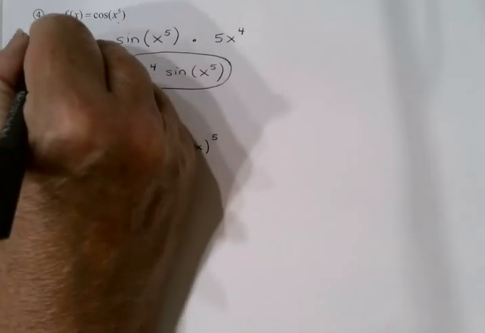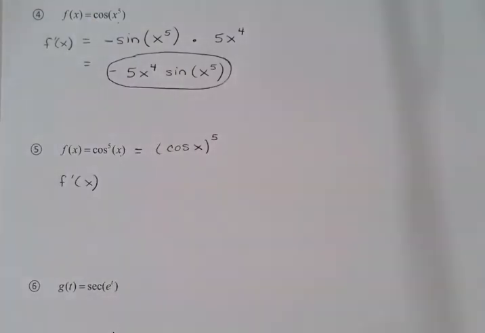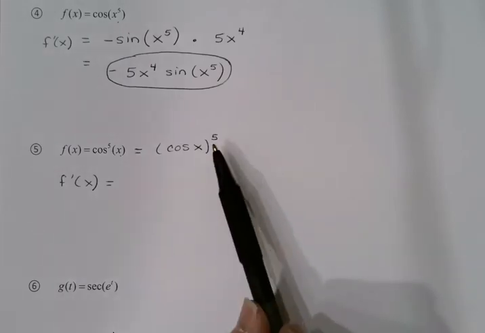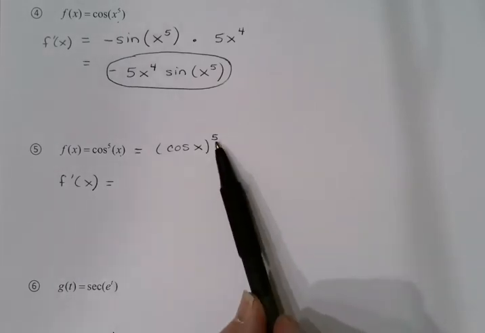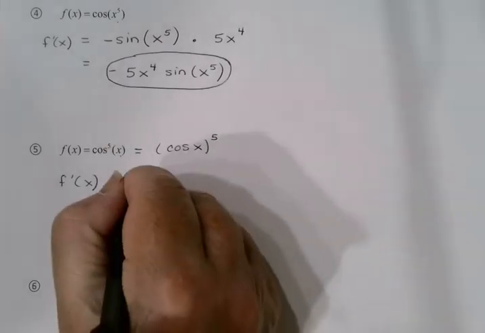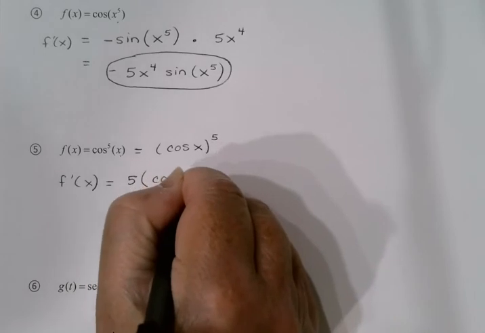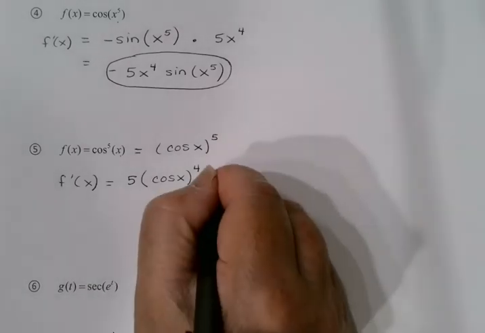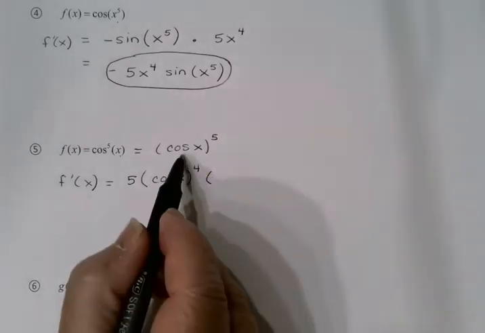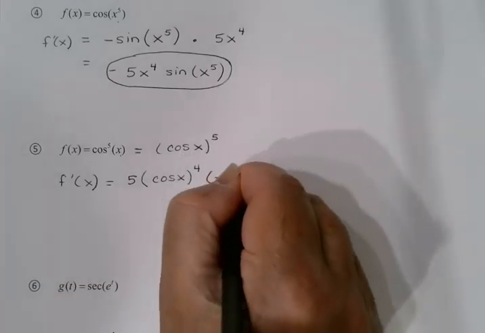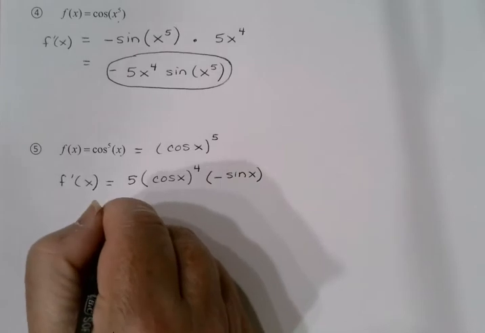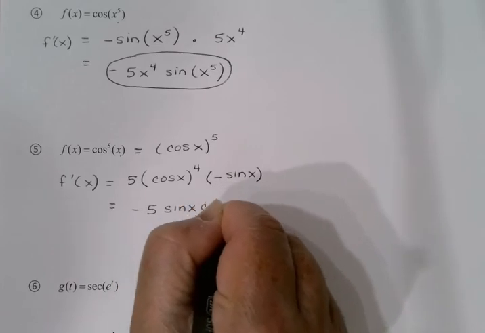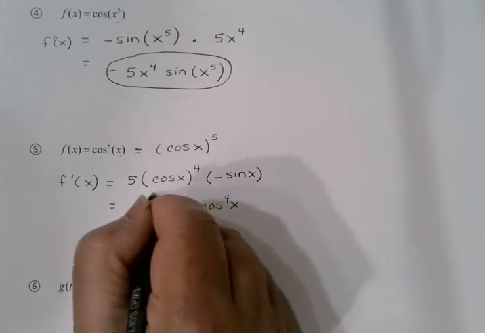Oops, you know what? Up here, I forgot to label my derivative. That was bad notation. Go back and do that. All right, taking the derivative here. The outer function is actually that 5th power. So I start by taking the derivative of the outer function, my power rule, 5 times cosine x raised to the 4th power. I'm then going to multiply by the derivative of the inner function. Derivative of cosine x would be negative sine x. So I have negative 5 sine x cosine to the 4th x.